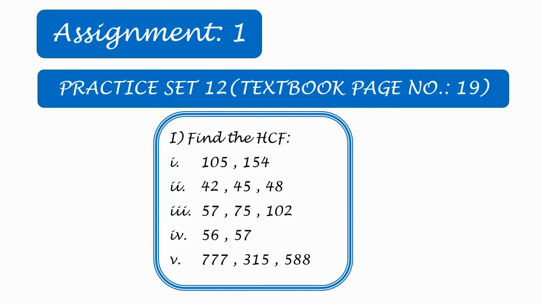Now students, this is assignment 1 for you. That is the remaining questions of practice set 12, textbook page number 19. The questions are, you have to find the HCF of: first, 105 and 154; second, 42, 45 and 48; third, 57, 75 and 102; fourth, 56 and 57; fifth, 777, 315 and 588.